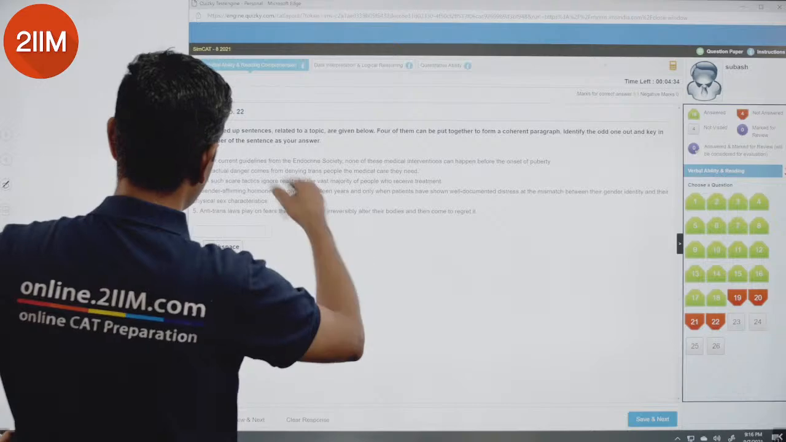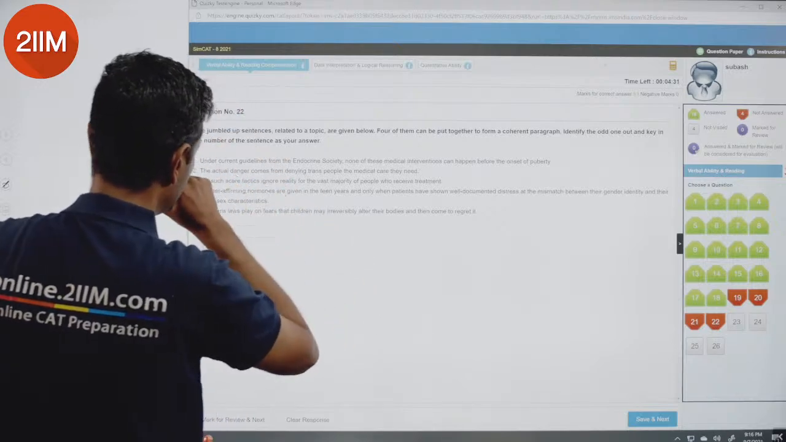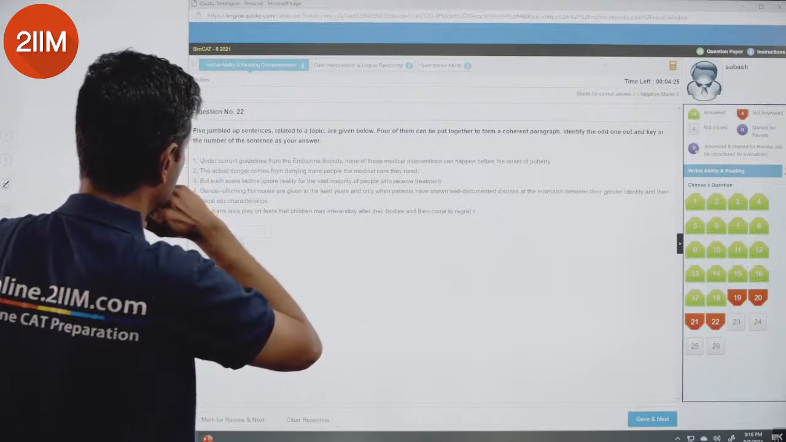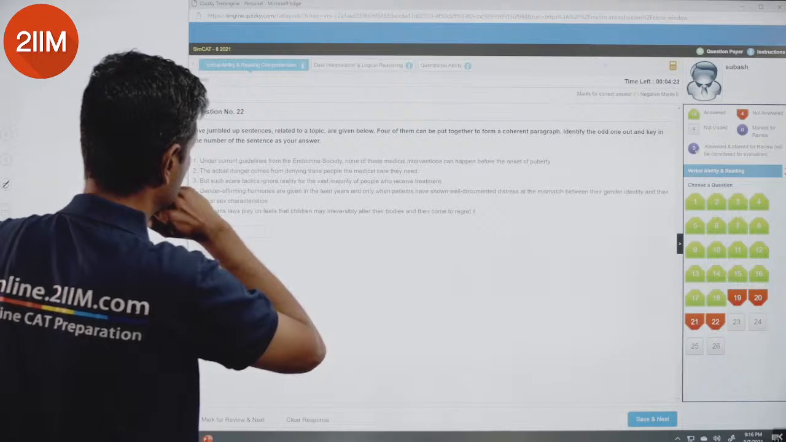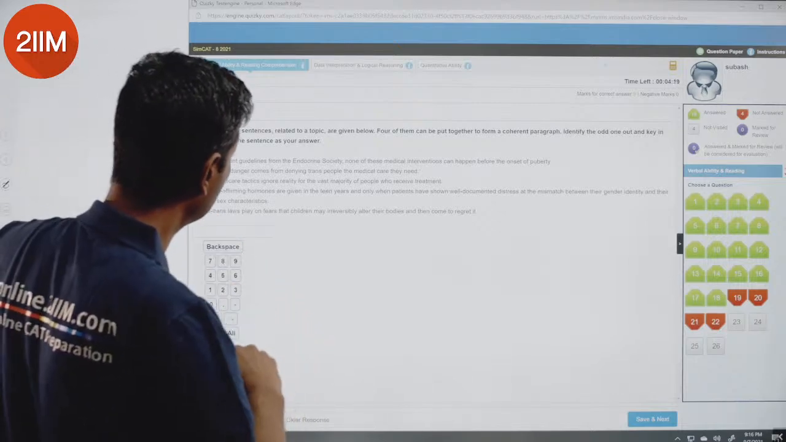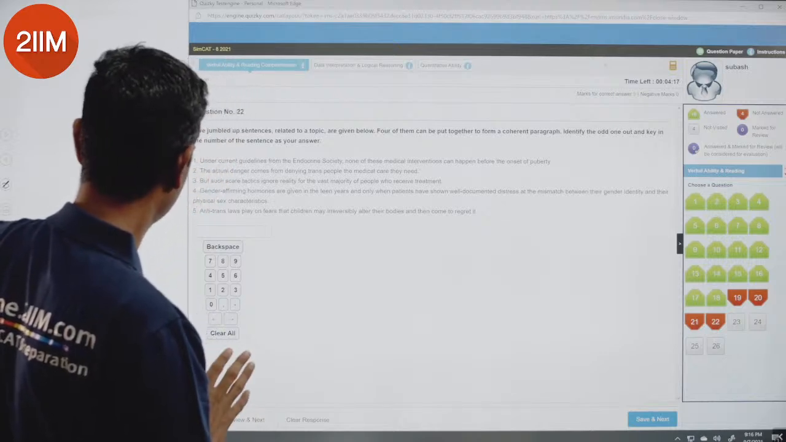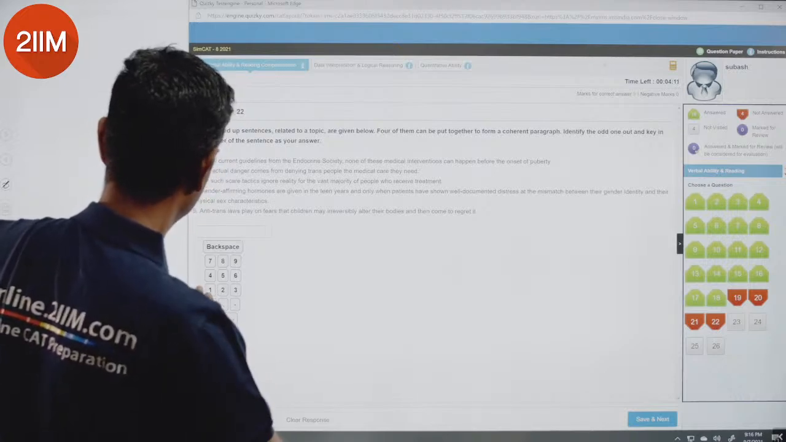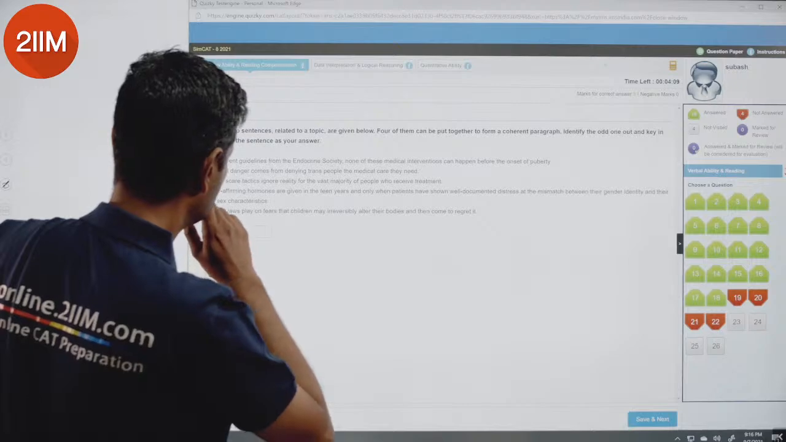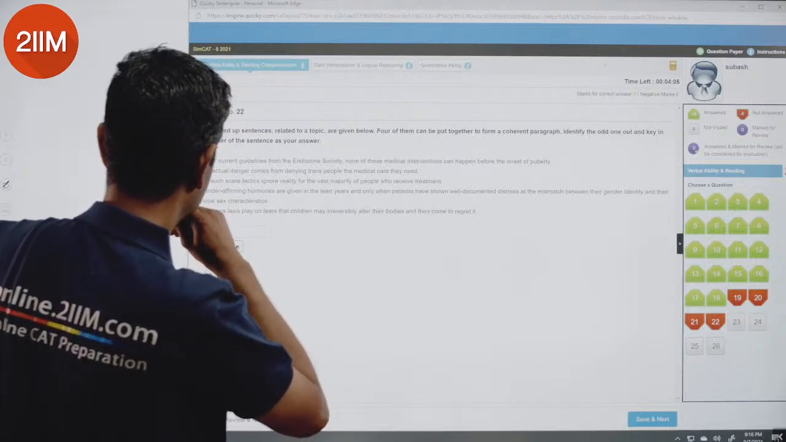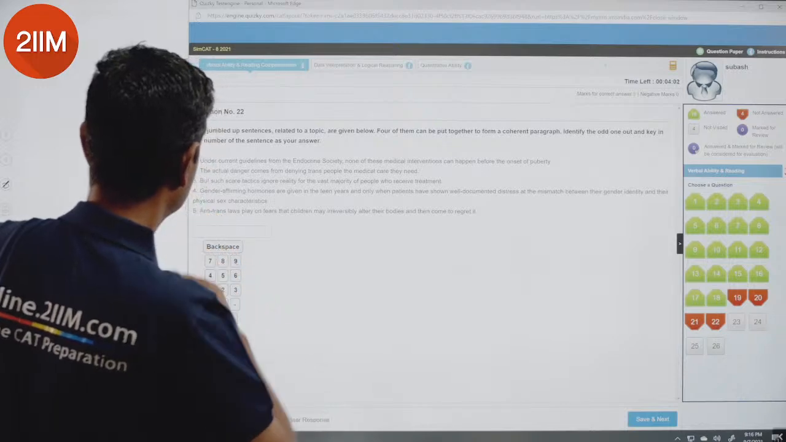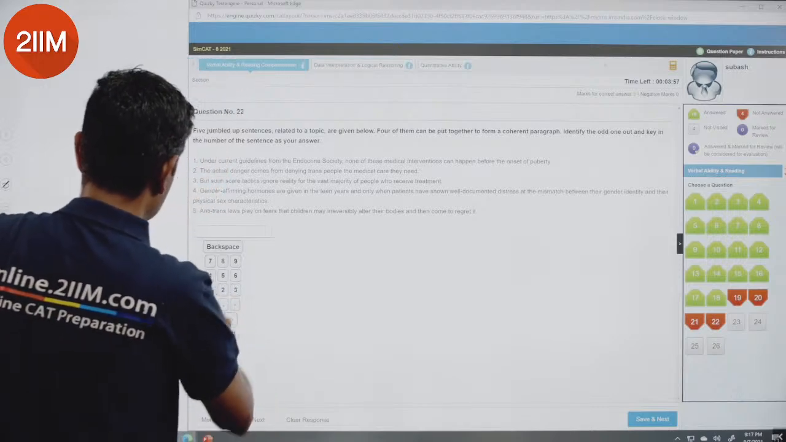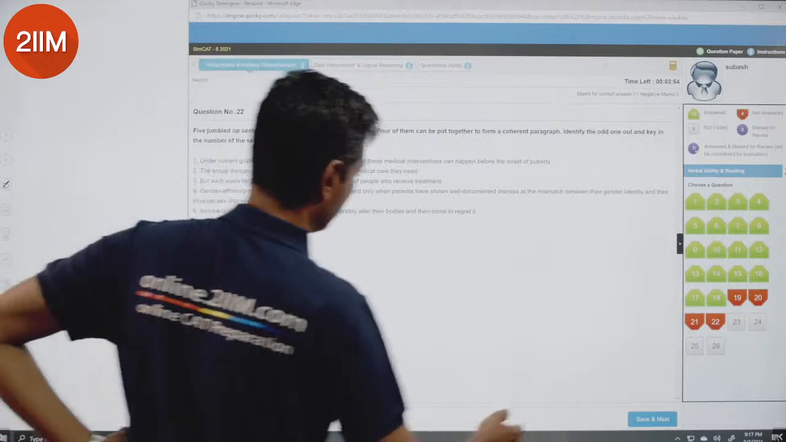Anti-trans laws play on fears, but such scare tactics ignore the reality. Five, three works. None of these medical interventions can happen before the onset of puberty. I would go for one, but I'm not sure at all. It's only theta, therefore I am attempting this.